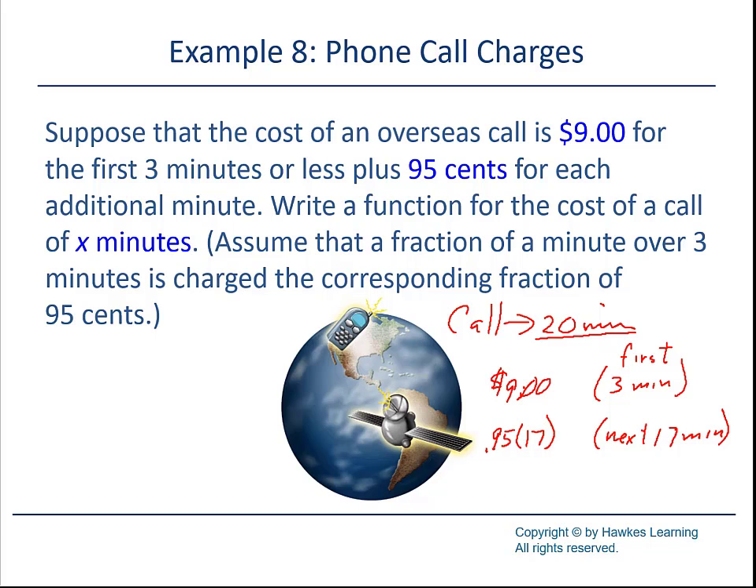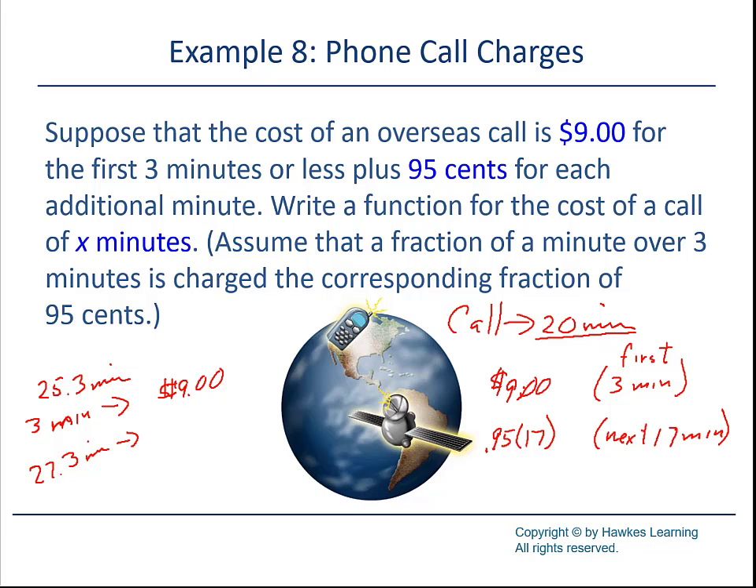So, for example, if you stayed on the line for, let's say, 25.3 minutes. Anything up to 3 minutes, you're still spending $9. Now you're going over by 22.3 minutes. How much is that going to be?